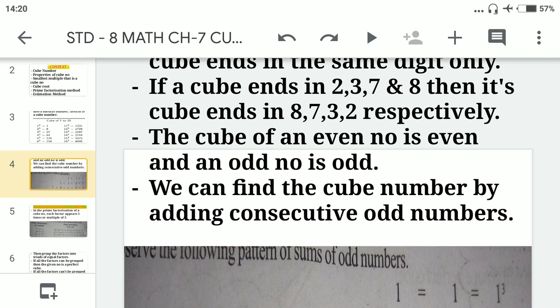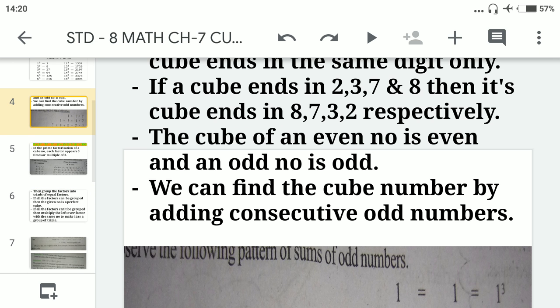Alright, then the cube of an even number is even and of an odd number is odd. As you already know, if you multiply 2 even numbers, you will get another even number, and if you multiply 2 odd numbers, you will get another odd number. So that's why the cube of an even number is even and the cube of an odd number is odd.